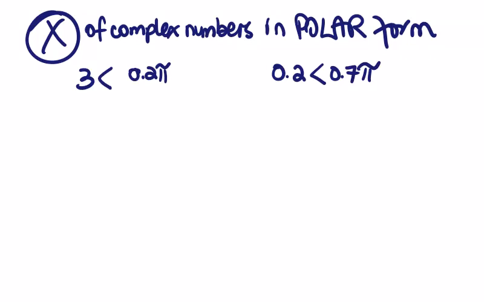Multiplication of complex numbers in polar form. So we want to multiply these two complex numbers here. Both are in polar form. So it's a very easy process.